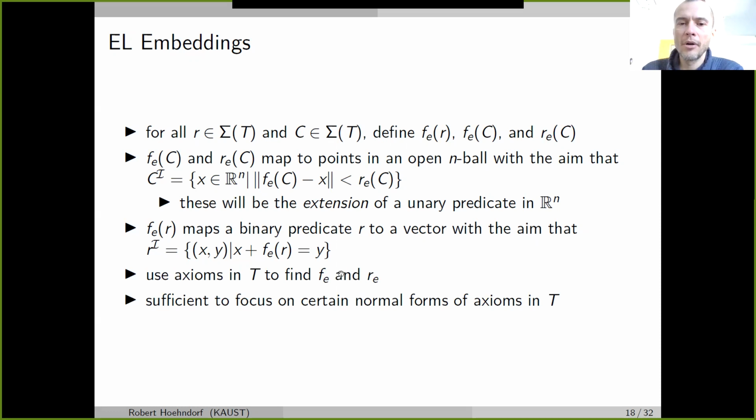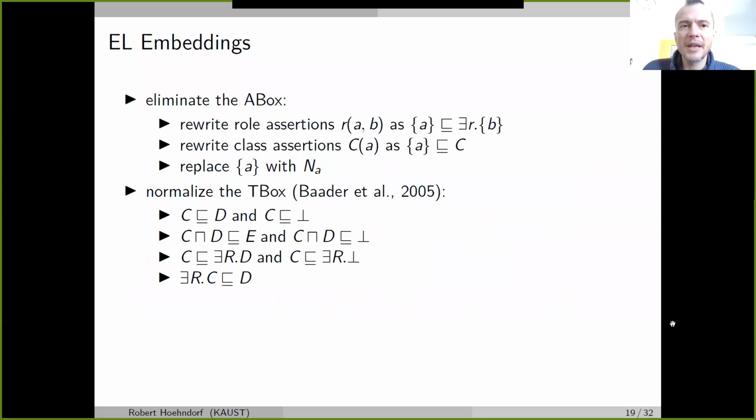And then all we have to do is use the axioms of our theory to find these two embedding functions. There are a few technical steps that I'll just try to outline. We can simplify this problem a little bit. We don't need an A box, so we can eliminate certain types of axioms. Just using these GCIs, general concept inclusions, is enough by rewriting role assertions and class assertions.